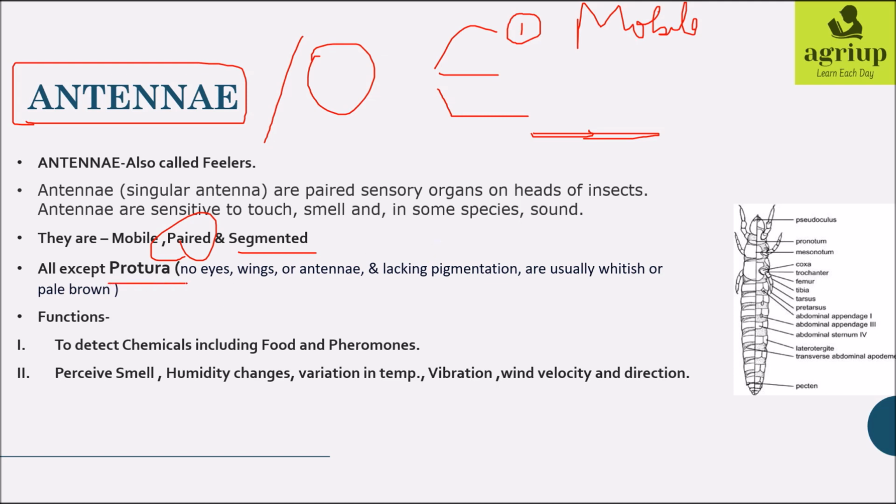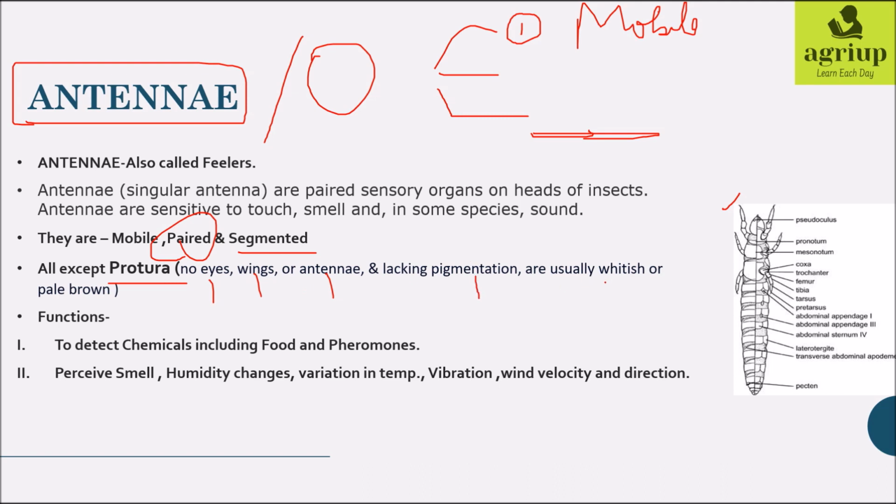Except for the class Protura, no other class will be an exception in not having an antenna. All will have an antenna except for the Protura. These Protura will have no eyes, no wings, no antenna. They lack pigmentation. They are usually white or pale brown in color.